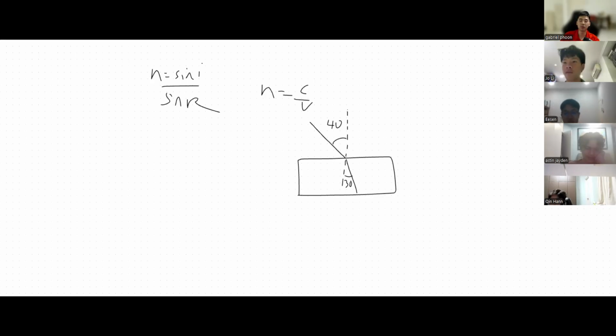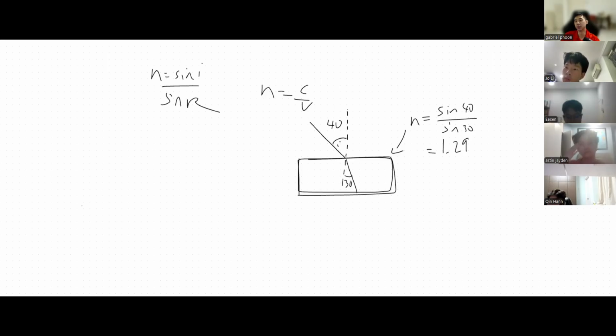If I'm asked to calculate the refractive index here, it's very straightforward. It's basically using this formula. In this case it'll be sine 40, because 40 is the incident angle, over sine 30, which is the refracted angle. Can someone press the calculator? How much is sine 40 over sine 30? 1.29. Okay.